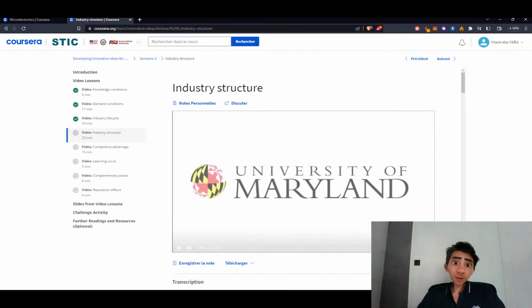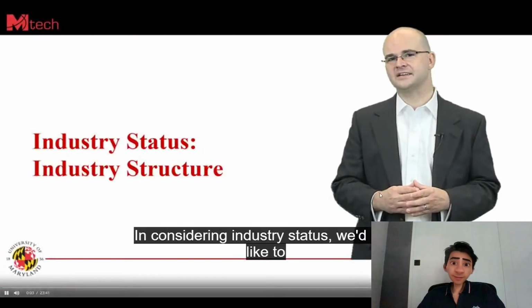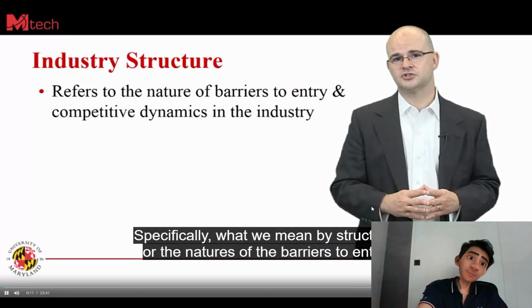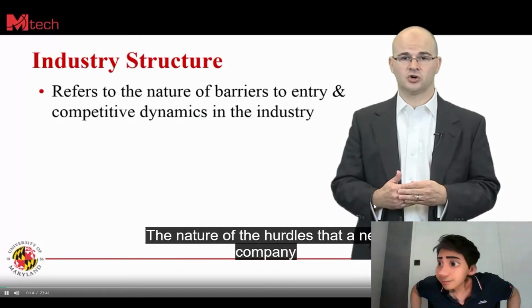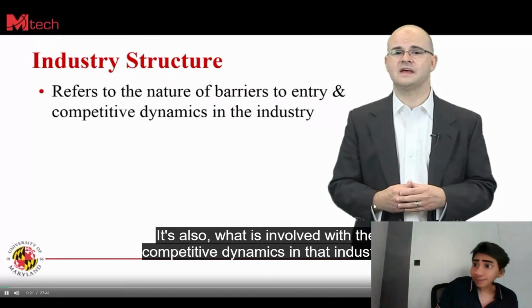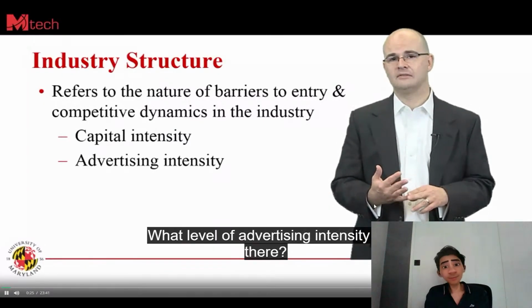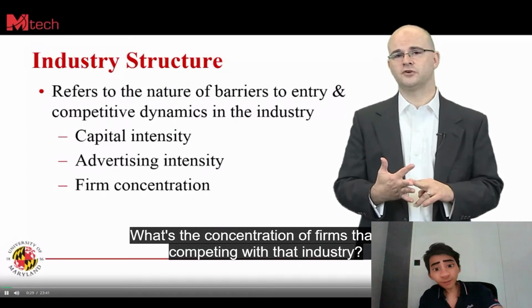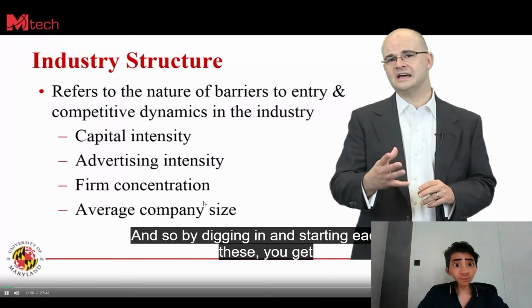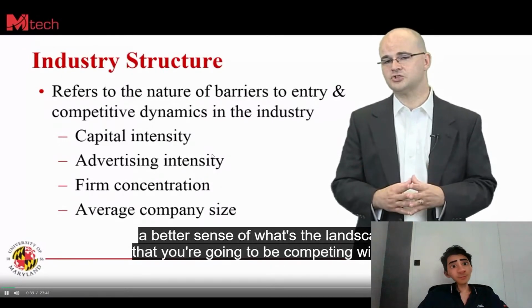Industrial structure. In considering industry status, we'd also like to spend some time talking about the industry structure itself. Specifically, what we mean by structure are the natures of the barriers to entry, the nature of the hurdles that a new company needs to go through to enter that given industry. It's also what is involved with the competitive dynamics in that industry. What level of capital intensity is there? What level of advertising intensity is there? What's the concentration of firms that are competing with that industry, as well as what's the average company size of your competitors? And so by digging in and studying each of these, you get a better sense of the landscape that you're going to be competing within.